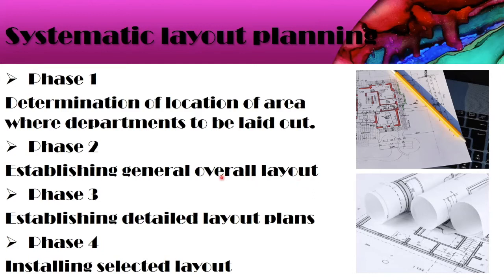Then phase three would be establishing detailed layout plans, minor things. How are we going to keep the width of the corridor? How are we going to place the swimming pool? How is the water inlet going to be in all the areas? Electricity, where are we going to have the shafts, where the drainage system is there? And so on and so forth.